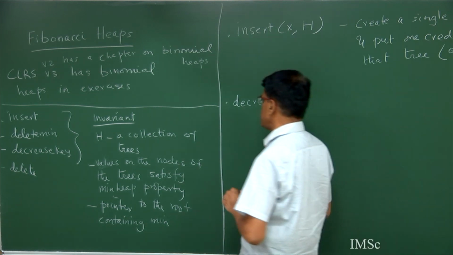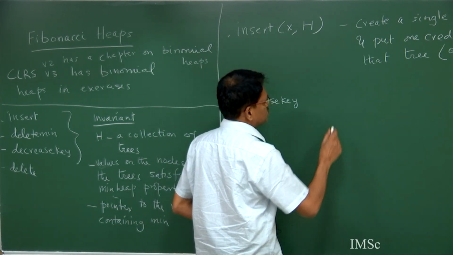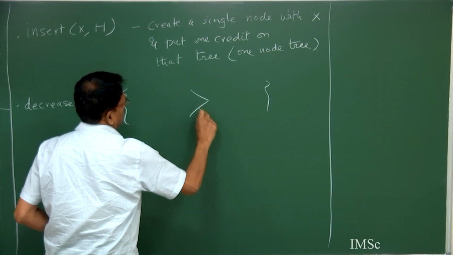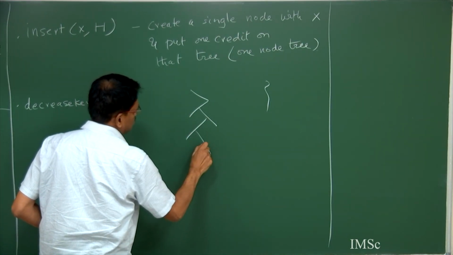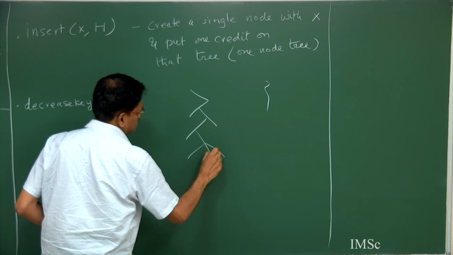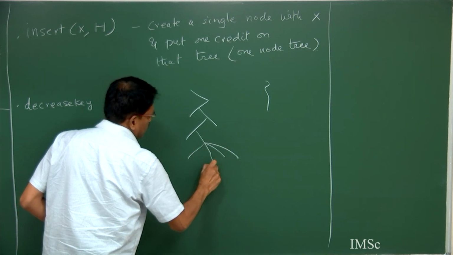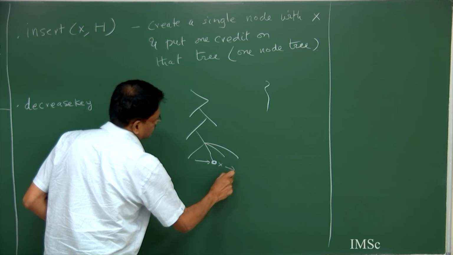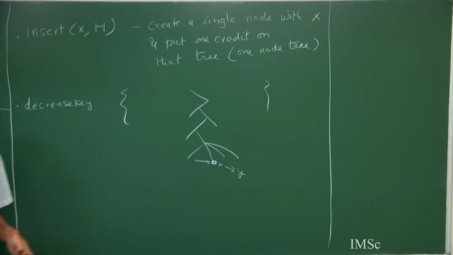So now when I want to do a decrease key operation, what is this? You have a collection of trees, and the decrease key operation tells you here is a node, change it from x to y. Because as I said, whenever you are performing this delete or decrease key operation, you have to tell me which node the value is and what change I need to do.